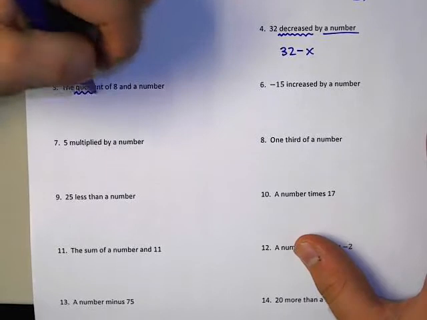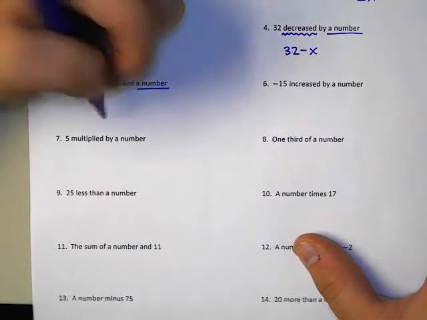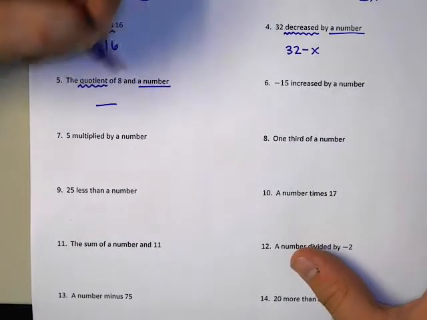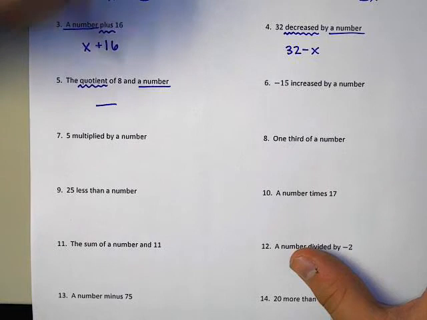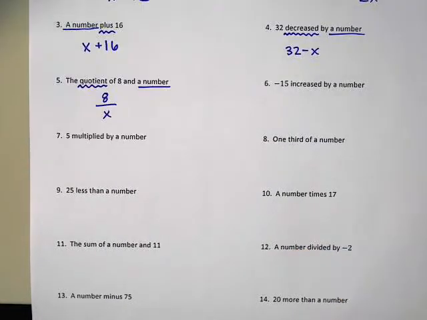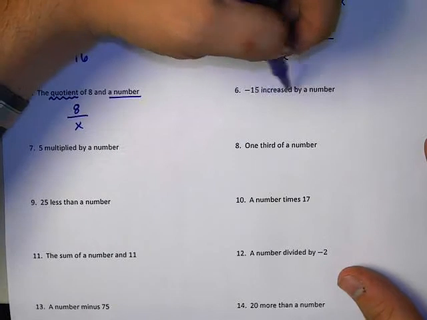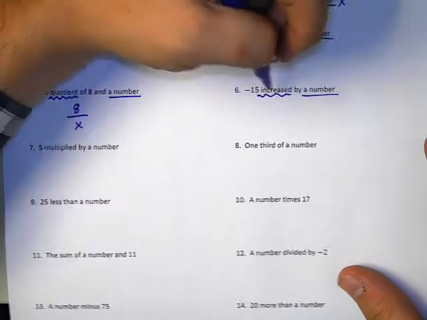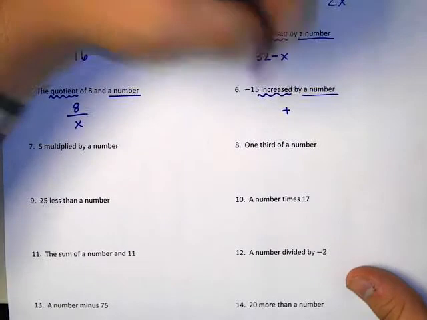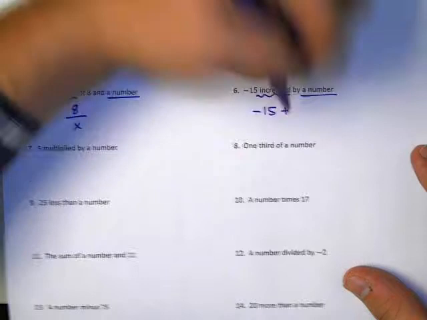As we move on to number 5, the quotient. Quotient is an important word. Quotient means division, which means I'm definitely going to have a division bar. If it's 8 and a number, remember, it goes in order. So top, bottom: 8 over x. How about number 6? Negative 15 increased by a number. Increased tells me plus. So I have negative 15, and I'm adding a number to it.